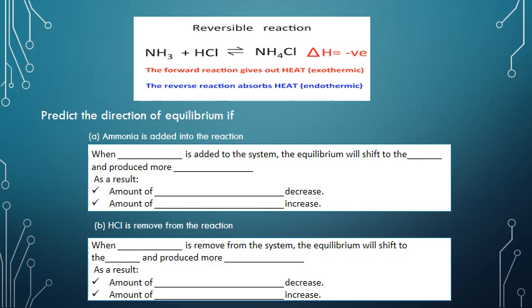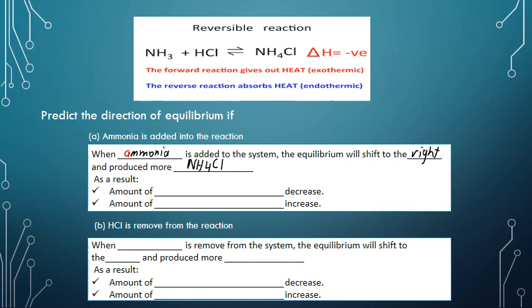So let's see the disturbance. Now the first disturbance is ammonia is added into the reaction. It means we increase the concentration of ammonia. So when ammonia is added to the system, the equilibrium will shift to the right or left. The equilibrium will shift to the right. Okay. And produce more NH4Cl.